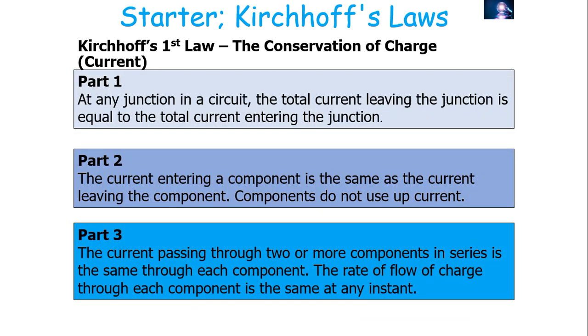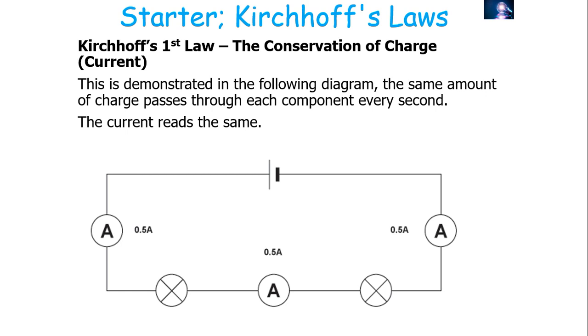So just to clarify, Kirchhoff's first law, the conservation of charge, is that at any junction in a circuit, the total current leaving the junction is equal to the total current entering the junction. That the current entering a component is the same as the current leaving the component. Components do not use up current. That a current passing through 2 or more components in series is the same through each component. So the rate of flow of charge through each component is the same at any instance. Now, we've demonstrated that before, like we said at GCSE, because in one complete loop, in one series circuit, current is the same in every position.